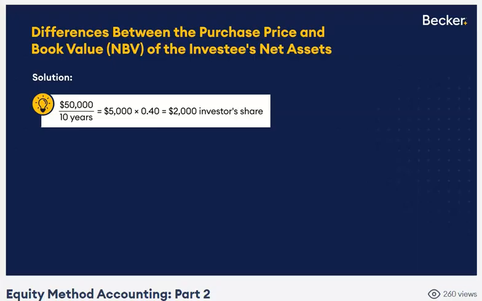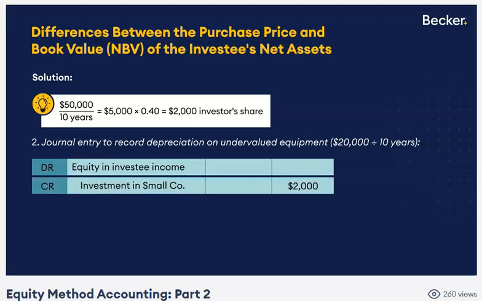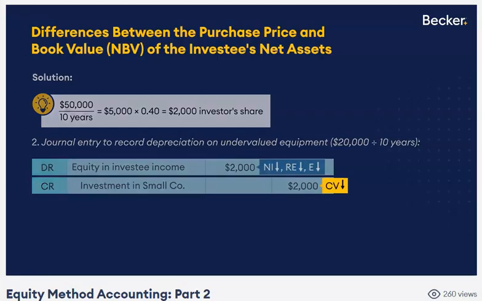So we debit, get ready, we've got to reduce the investment account. First we'll debit our equity earnings. We want to reduce our earnings, and then we want to reduce our investment account, so we credit the investment account. So the equity earnings in this affiliate are debited for 2,000. That makes our net income go down, which makes our retained earnings and our equity go down. And then we credit our investment in that affiliate. That reduces our carrying value.